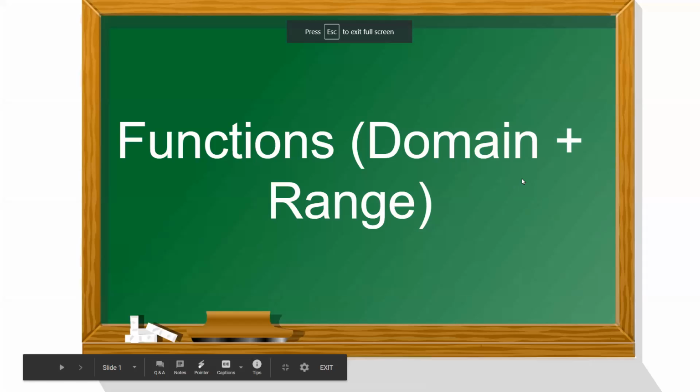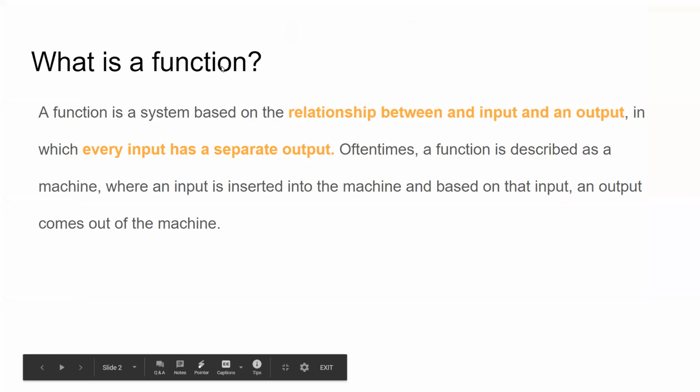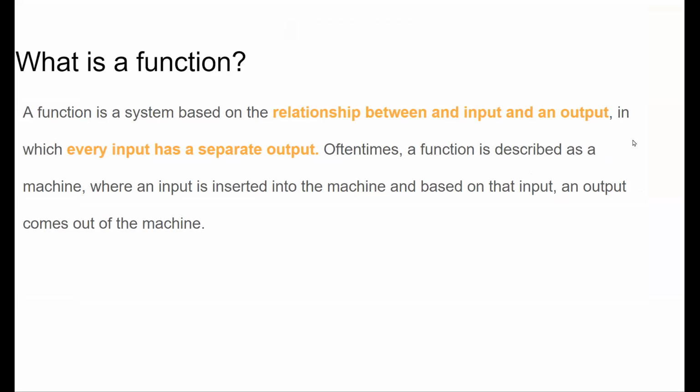Okay, so functions. So what is a function? A function is a system based on the relationship between the input and an output, in which every input has its own output. Oftentimes, a function is described as a machine, where an input is inserted into the machine, and based on that input, an output comes out.